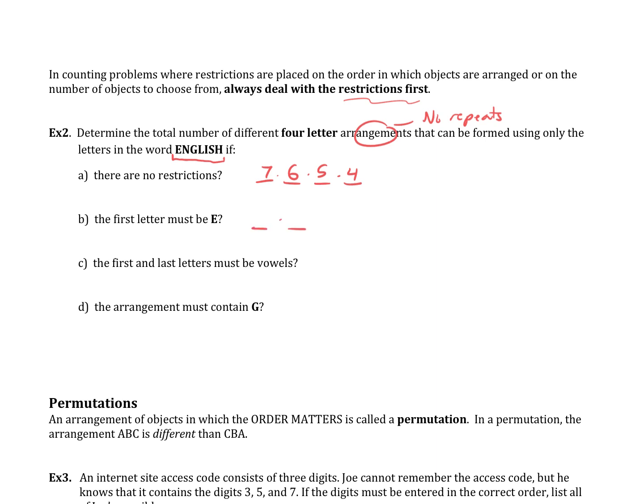First letter must be E. Okay, we're going to deal with that restriction first. There's one choice for that, and then after that, we only have this many choices. I should probably be multiplying these up. This is 840. Divide that by 7, so this is 120.